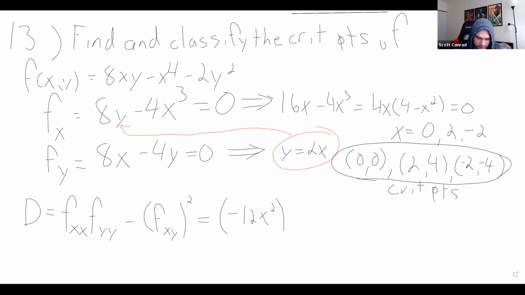So we got negative 12x squared there. FYI, we get negative 4. And it doesn't look like it's going to change the answers, but that's okay. I'll go ahead and fix it. Minus f_xy, which should be 8 squared. So we get 48x squared minus 64.